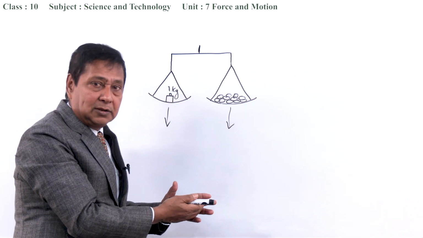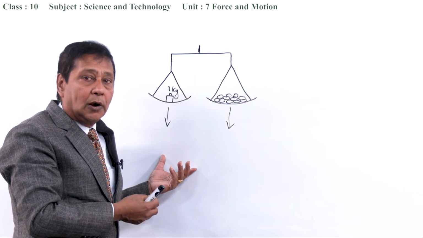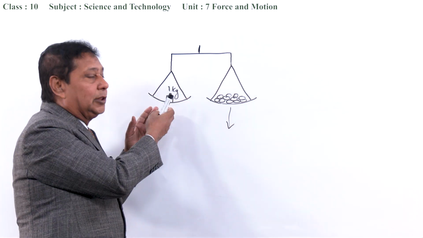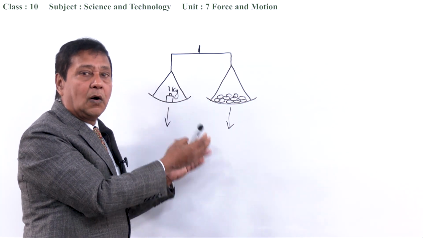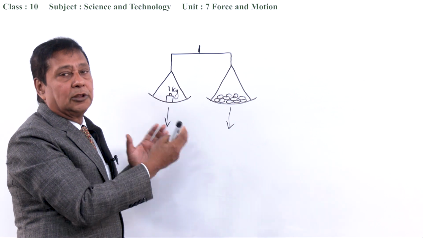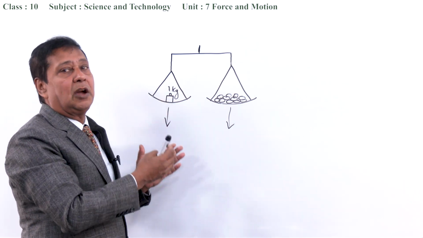But in the measurement, what is used? The gravitational force of the earth acting on the standard mass is compared with the gravitational force of the earth acting on the unknown mass. This way, for the measurement of mass, we need gravity of the earth.